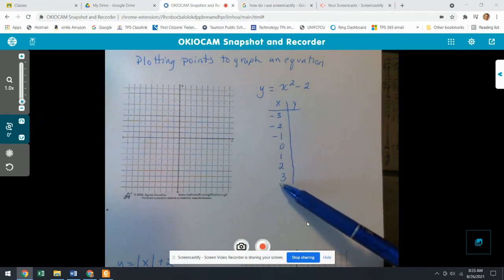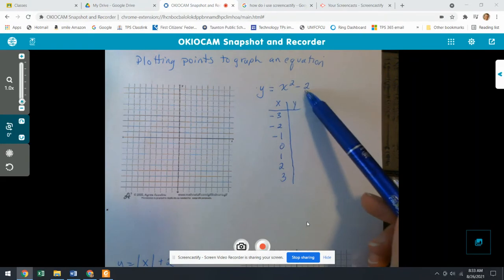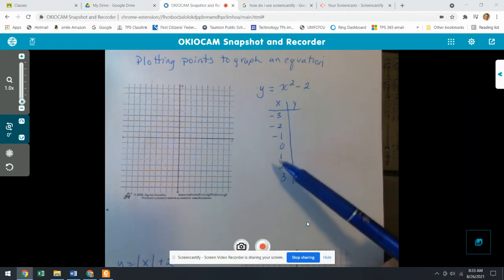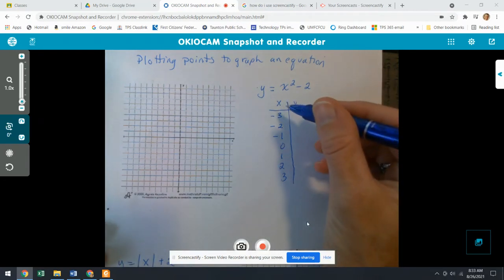These are the values of X, which is our independent variable. I'm going to plug them into the equation, evaluate them, and that will give us the Y for each of these X's. And then we're going to plot the points. That's the most basic way that you can graph an equation. So we're kind of going right back to the basics.